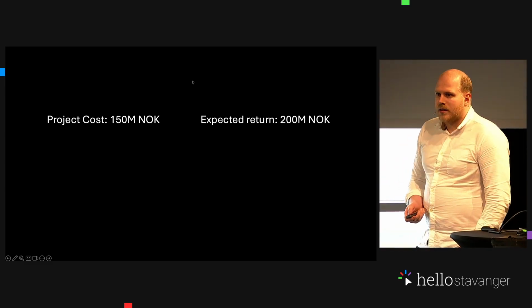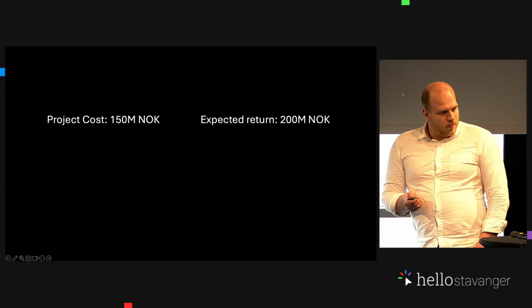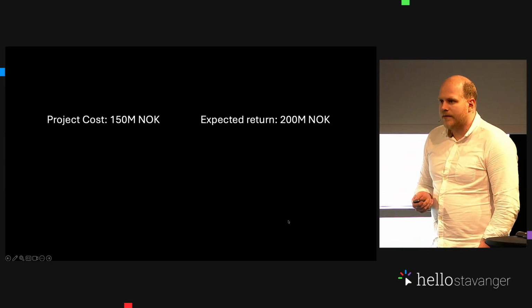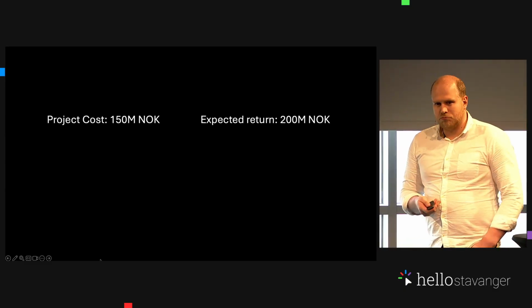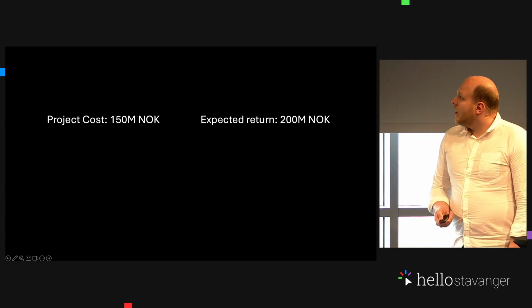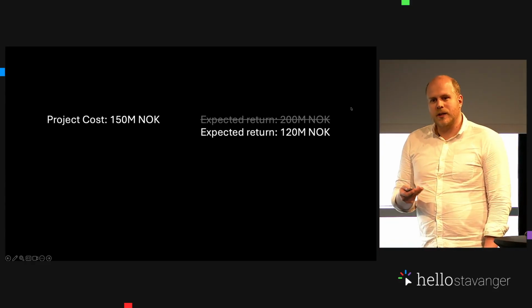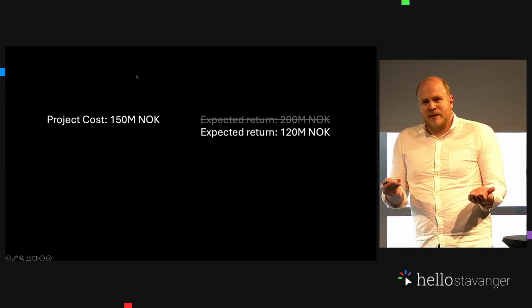You have a project that is estimated to cost 150 million. Now, the expected return on that investment is 200 million. So, in general, you'd think that's a good idea. Now, all of a sudden, your expected return has been reduced to 120 million. Not such a good idea anymore, is it?